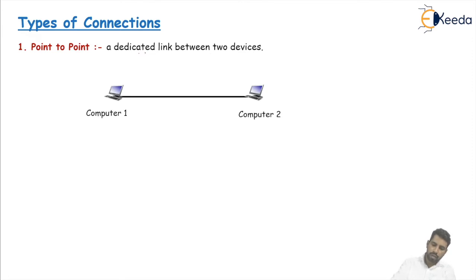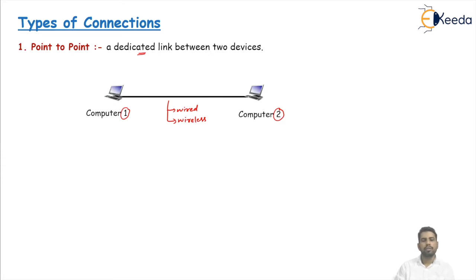A point-to-point connection is a dedicated link between two devices. In the given diagram, you see our two computers, computer 1 and computer 2, are connected by a link. That link may be a wireless link or a wired link. They may be connected directly on the two ends of the wire or connected in a complex network. They may be part of a network, but the channel through which they are connected is dedicated only to communication between these two devices.